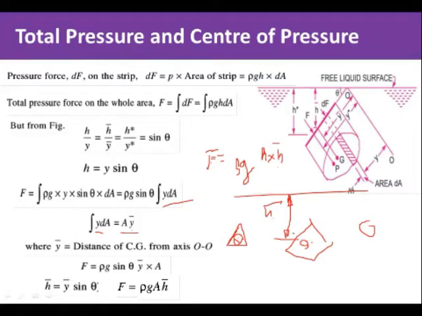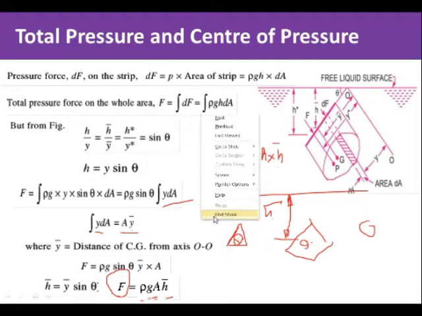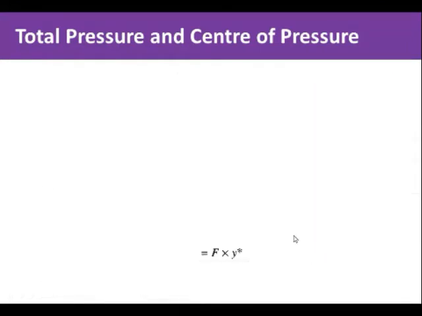After that, suppose it is a triangle, so its area is 1/2 breadth into height. If it is a rectangle, it is length into breadth. If it is a circle, it is pi by 4 d square. You have to find the area, then area into distance of CG from the liquid surface multiplied by g into rho, so you will get the value of total pressure P. Okay, so in this way we will solve the problems.